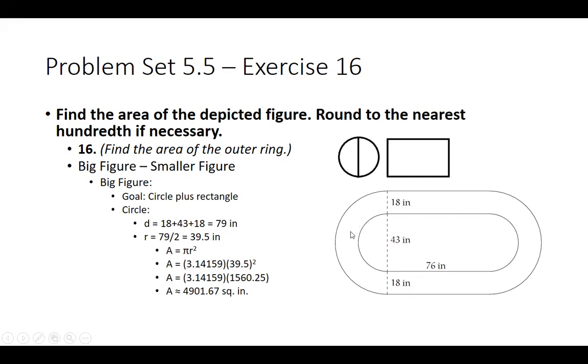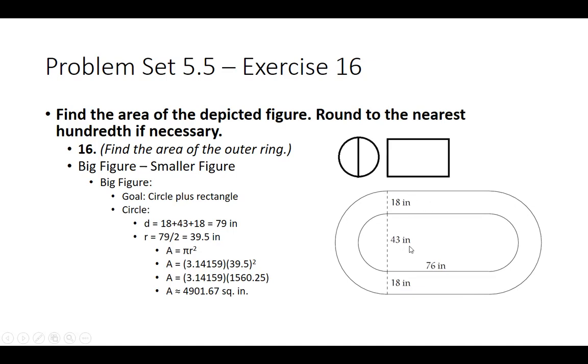In order to get just the outer ring, we would have to take the big figure's area and subtract the small figure's area. So we've got to deal with the big figure first. Our goal is going to be a complete circle, half and half, plus a rectangle. The big circle and the big rectangle.